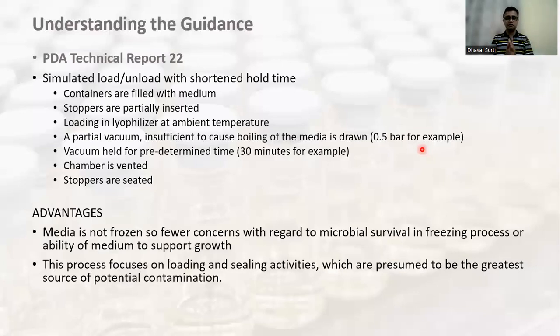There is a lot of simulation, and if there is a wire falling there, if there is breakage there, then a lot of other interventions can be added in this activity. To simulate those is very crucial. So with short hold time, I am not freezing my media. That is the first advantage. And second, I am simulating all loading and unloading activities, which is more severe than for the liquid product.